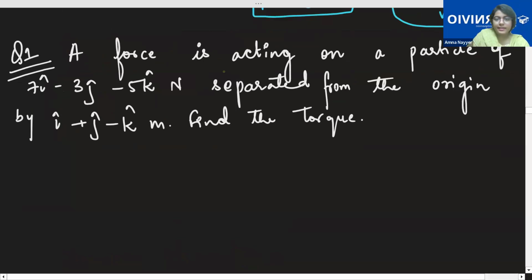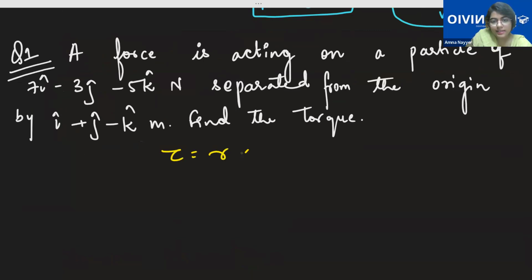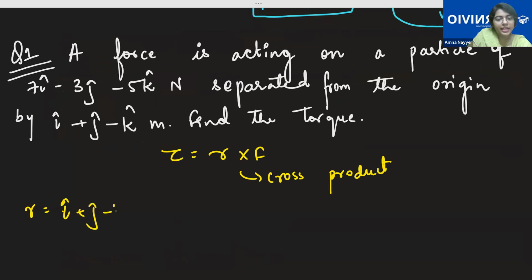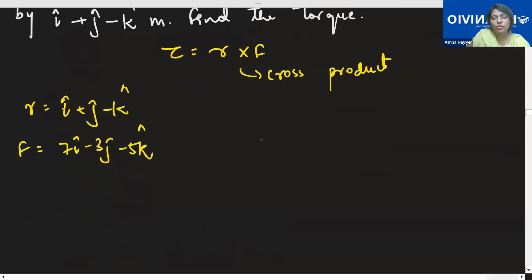See, this says a force is acting on a particle and the separation from the origin is given. You have to calculate the torque. So torque is basically R cross F, the cross product. Now R is given as i cap plus j cap minus k cap, while the force is given as 7 i cap minus 3 j cap minus 5 k cap. So we'll take i cap, j cap, k cap.